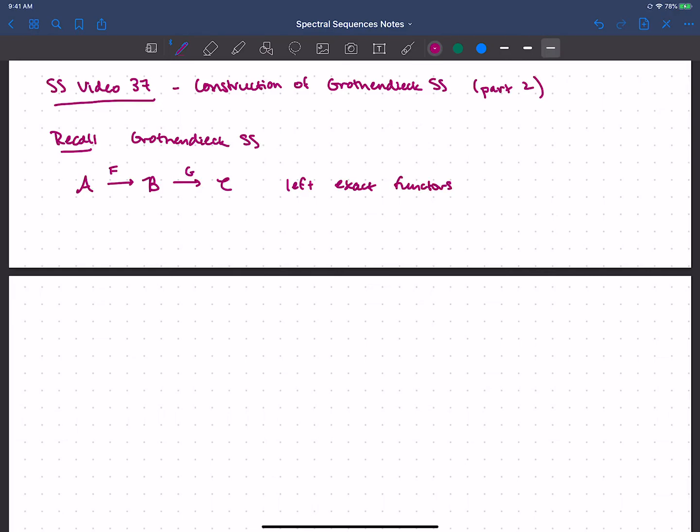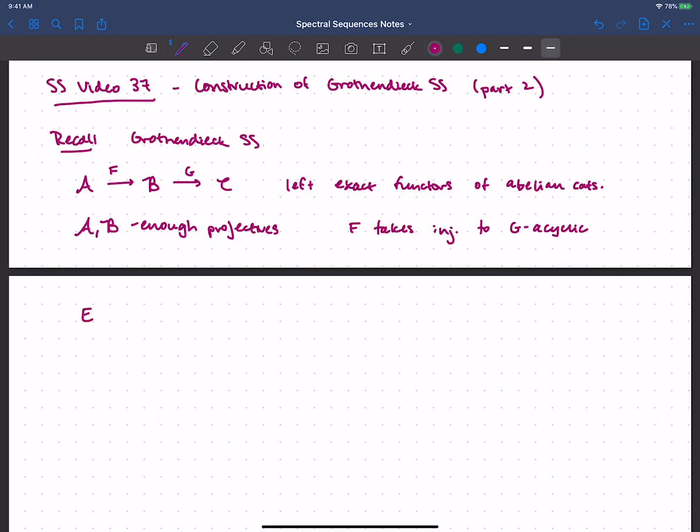Okay, so these are left exact functors between abelian categories. And remember that we said that A and B should have enough projectives. So we're finally going to see how these hypotheses come into play. We also had that F takes injective objects to G acyclic objects.